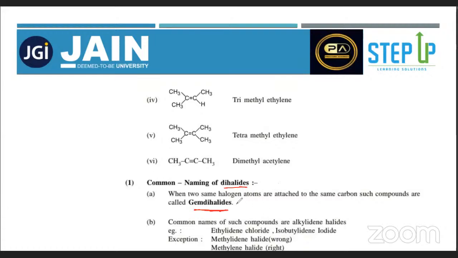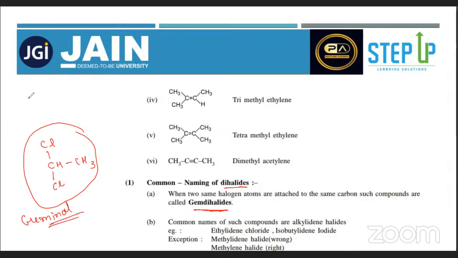We'll see that. When two same halogens, like if you have this Cl, and from here also you have Cl on this carbon, then you have CH combined to CH3. So this is known as what? This is known as geminal dihalide. The full word is geminal, but we write it in the short form, gem, dichlorides. Because I have the ethane group, we write it as gem ethane dichlorides, because we have two carbons.